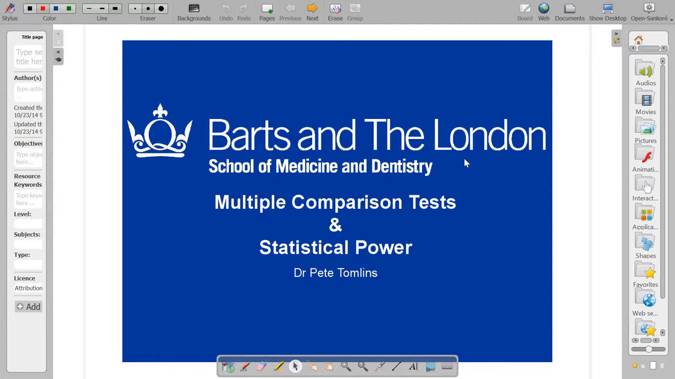So we're going to look at multiple comparison tests and statistical power, as the slide says.